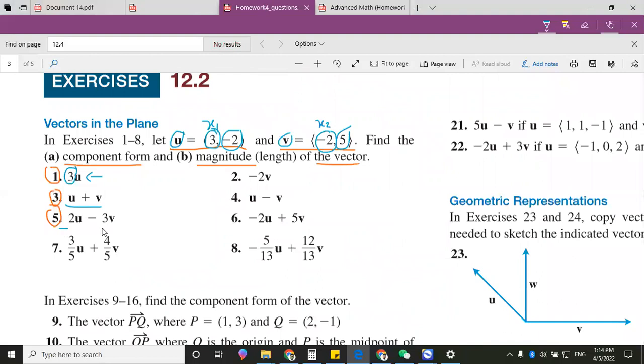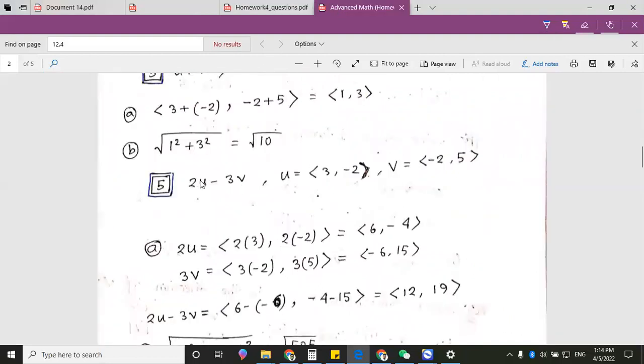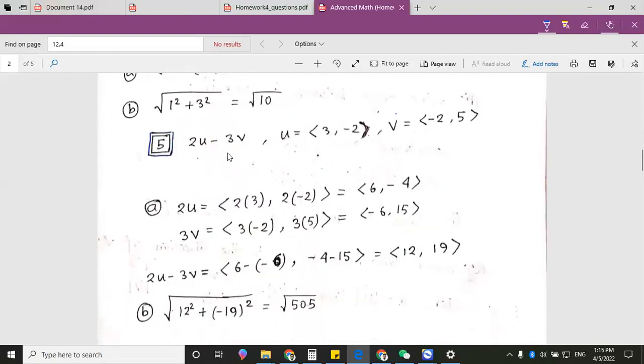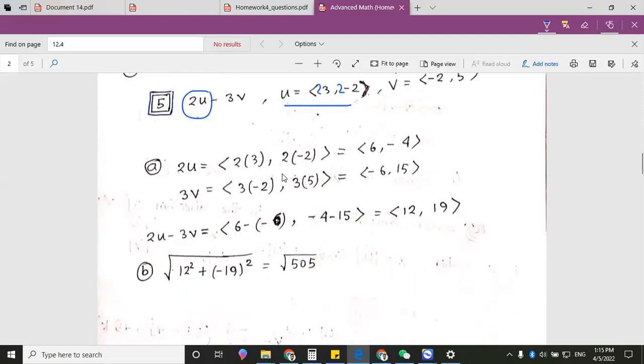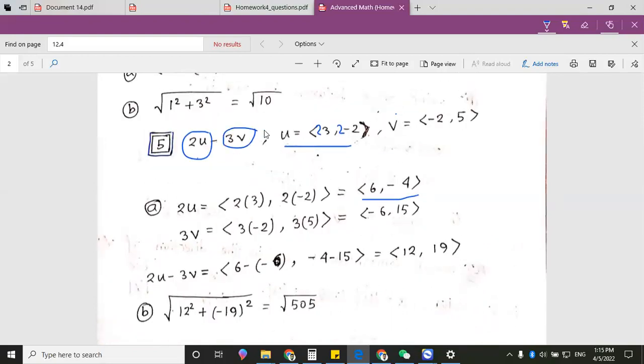So number 5, we have 2u minus 3v. So we have to multiply 2 with the u vector, and then multiply 3 with the v vector. I will use the vector sign later. So we multiply 2 with the first coordinate pair, (3, -2): 2 times 3 and 2 times -2. So it will be (6, -4). And then we multiply 3 with v: 3 times -2 is -6, and 3 times 5 is 15.